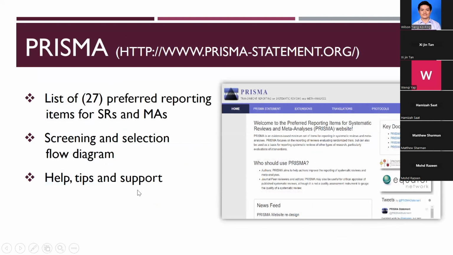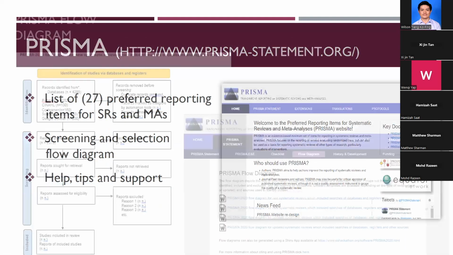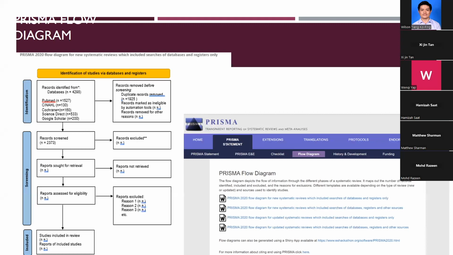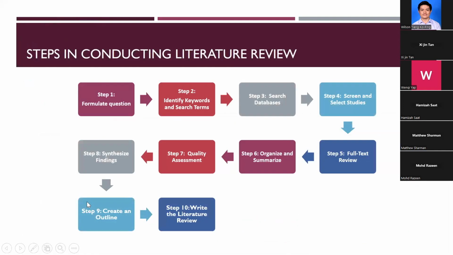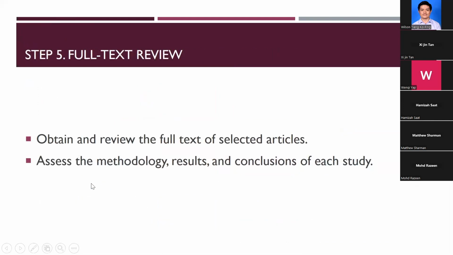So we have the PRISMA flowchart. If you are just doing a simple study like this, you can use this PRISMA and put it in your method section, because this will be very transparent. Everything will be recorded, and you need to report how you conducted your search, how you screened your data, how many papers you assessed for eligibility, and how many you included in your review. The next step is, of course, to get the full text.